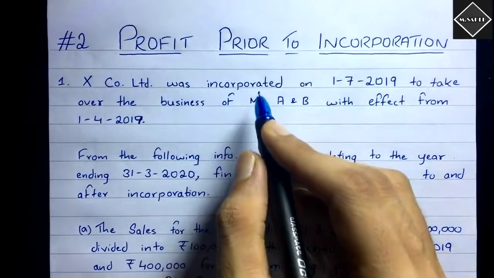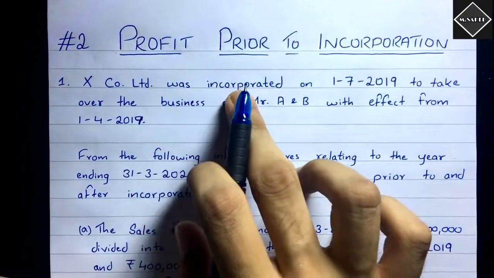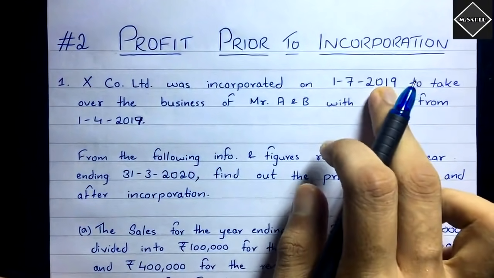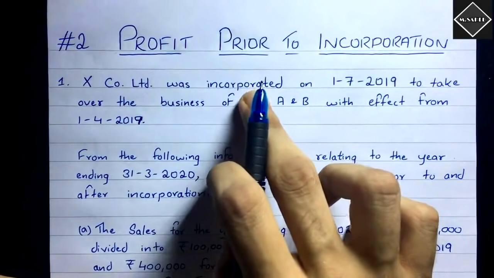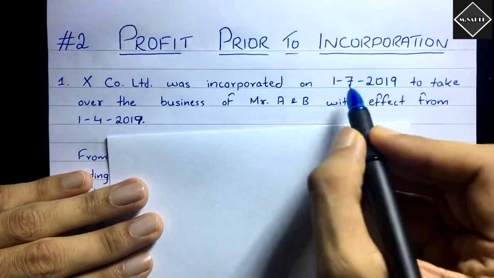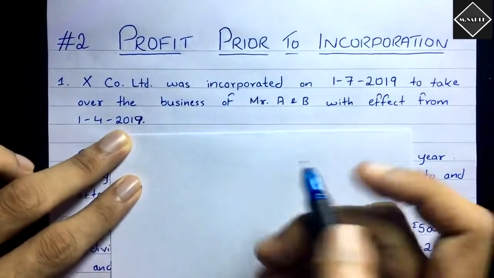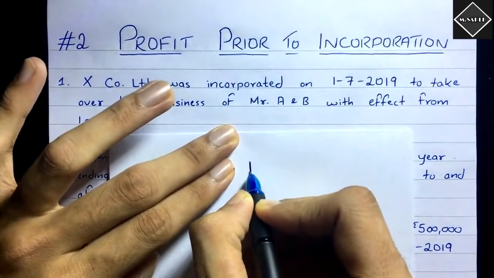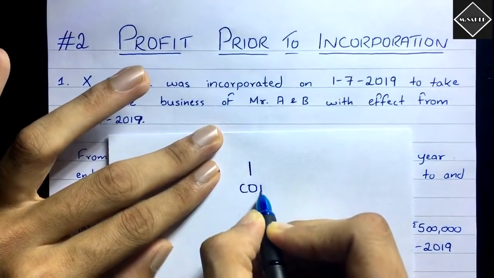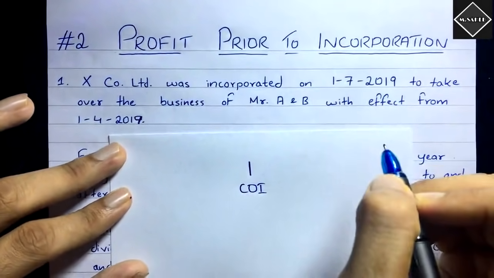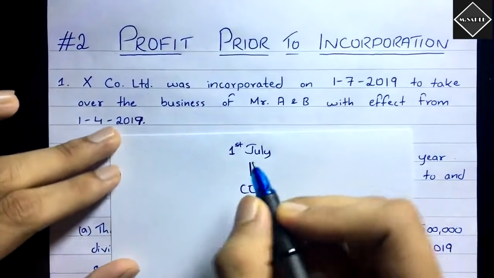X Company Limited was incorporated on 1/7/2019. So here we can understand this company was incorporated on this date. Incorporated means this company was registered under the Indian Companies Act 2013 on this date, 1/7/2019. I told you in the previous video that the incorporation date is the borderline. This is the date of getting the certificate of incorporation. They got the certificate of incorporation on 1/7/2019. 1/7 means 1st July, right? Yes, this is the borderline.